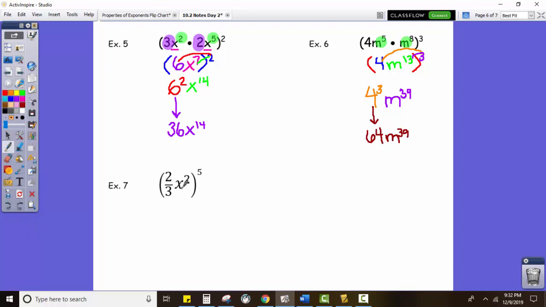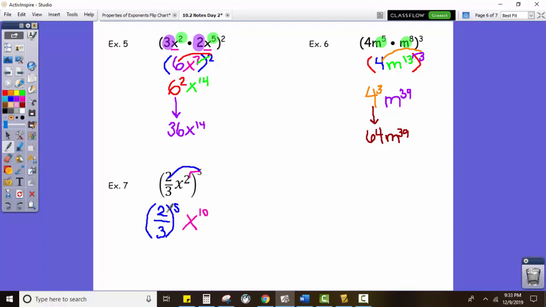And last one here. The fraction 2/3 x squared all to the 5th power. Do not let 2/3 throw you off. So you're going to distribute this 5 to the 2/3 and to the x to the 2nd. So I need to distribute the 5th power to 2/3, so I'll have 2/3 to the 5th, and we will deal with that part later. And then x to the 2nd to the 5th, power to a power, multiply the exponents, so 2 times 5 would be x to the 10th.